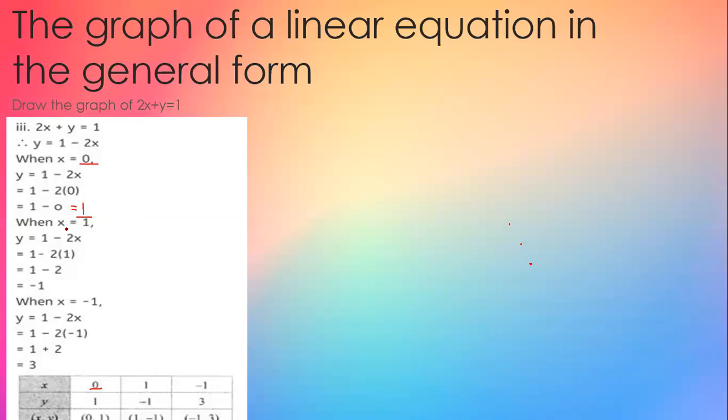Now let us assume one more value for x. Here I have assumed the value of x as 1. So now let us substitute this value and find the corresponding value of y. y is equal to 1 minus 2x. So 1 we will copy as it is. Minus also we will copy as it is. 2 also copy as it is. Now in place of x we will write 1 because we have assumed the x value as 1.